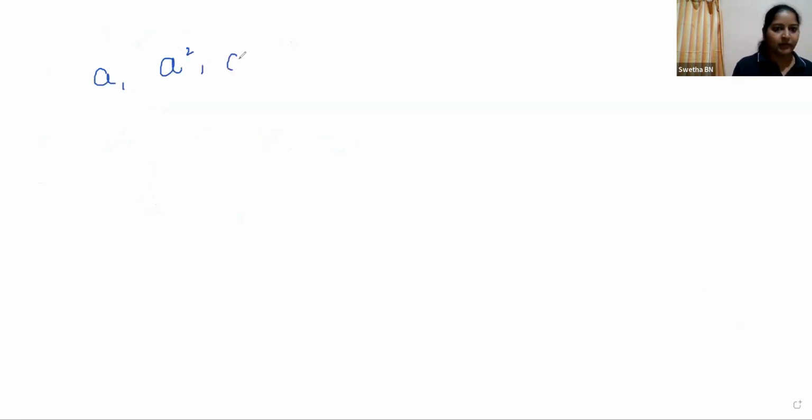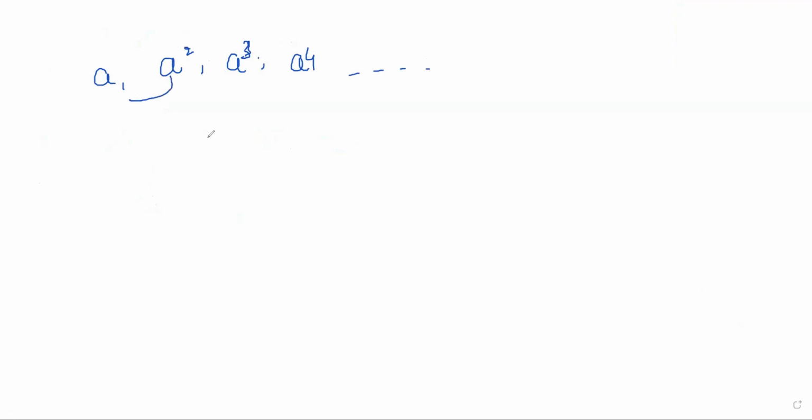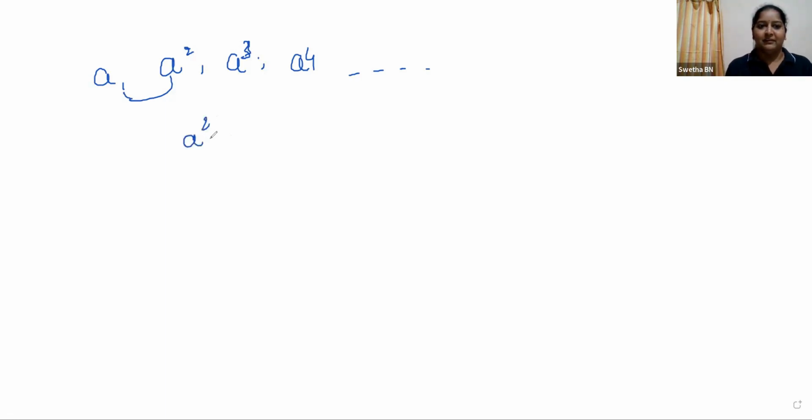Next question. a, a square, a cube, a to the power of 4, and so on. Ma'am, it's in AP form. It's forming an AP, is it so? What is the common difference? a square minus a, right? So how will you simplify this? You will take the common factor. What is common here? a is common. Take it outside the bracket. And what is remaining here? a minus 1.